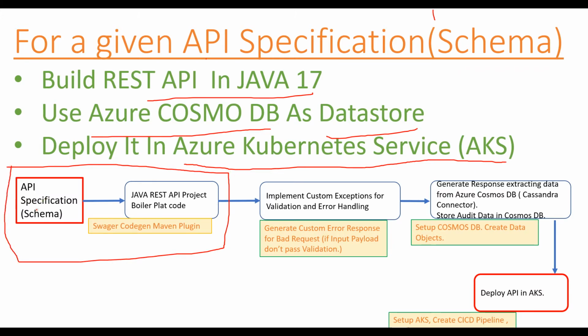We have an API specification given. Using the Swagger CodeGen Maven plugin, we will be building our REST API boilerplate code, and we will also try to solve the errors that you may get while using the plugin. We will also look into the shortcomings of this plugin, and how to rectify them. So this video is for this segment.